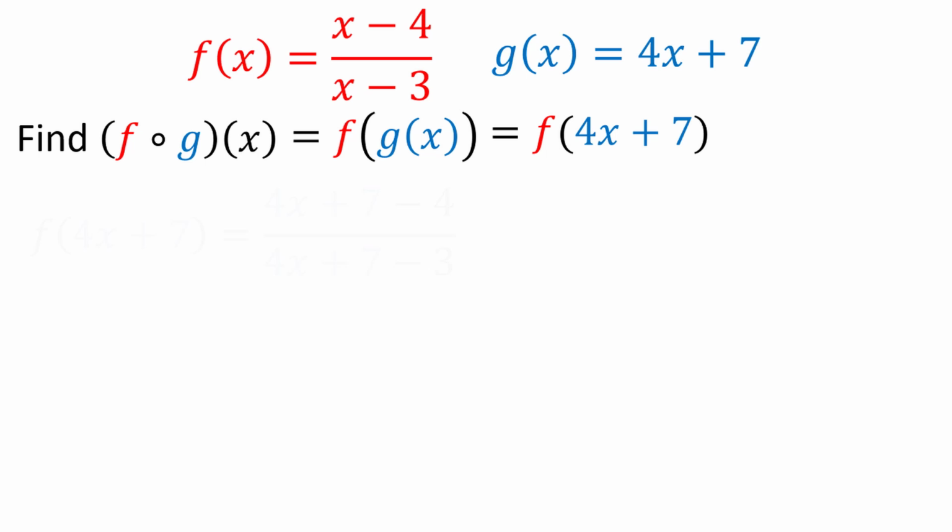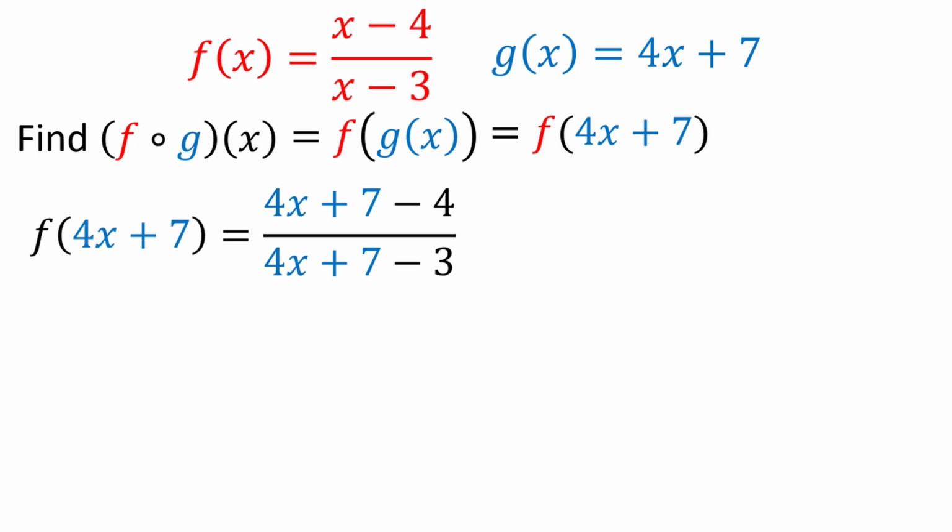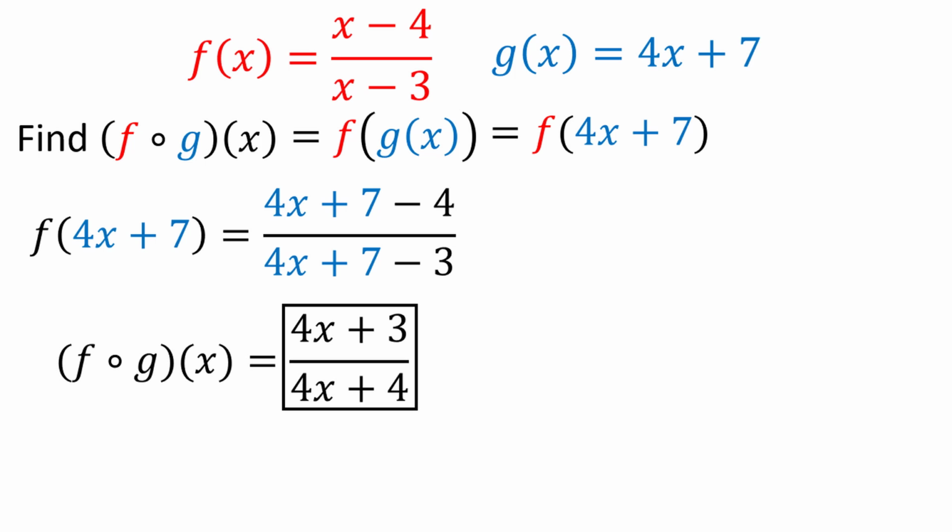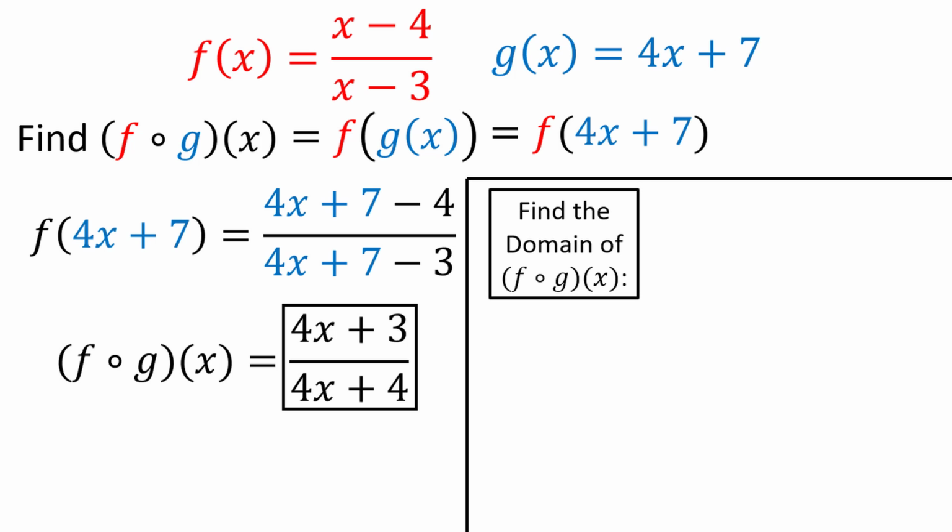Evaluating, we have (4x + 7 − 4)/(4x + 7 − 3). Simplifying our answer, we have (4x + 3)/(4x + 4), which is the general form of the composition f(g(x)). The domain of this function includes all values such that the denominator is not equal to 0.